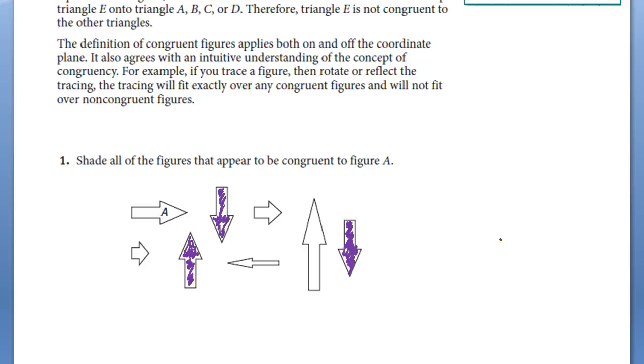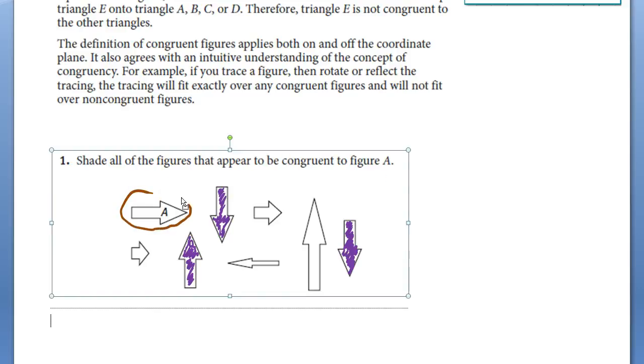So number 1, shade all of the figures that appear to be congruent to figure A, and I've shaded those in purple. For example, if we rotate figure A 90 degrees to get it to point downward and then slide it to the right, we could map it right onto this arrow, and that shows that this is exactly the same size and shape as the original.